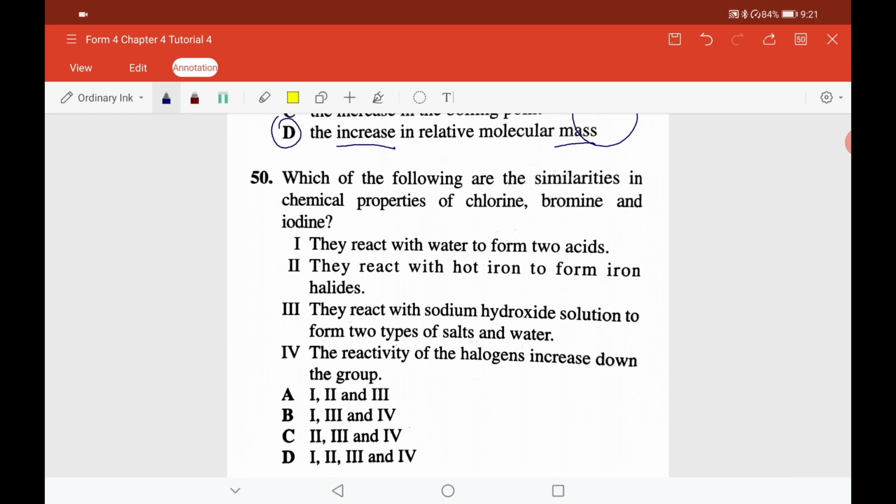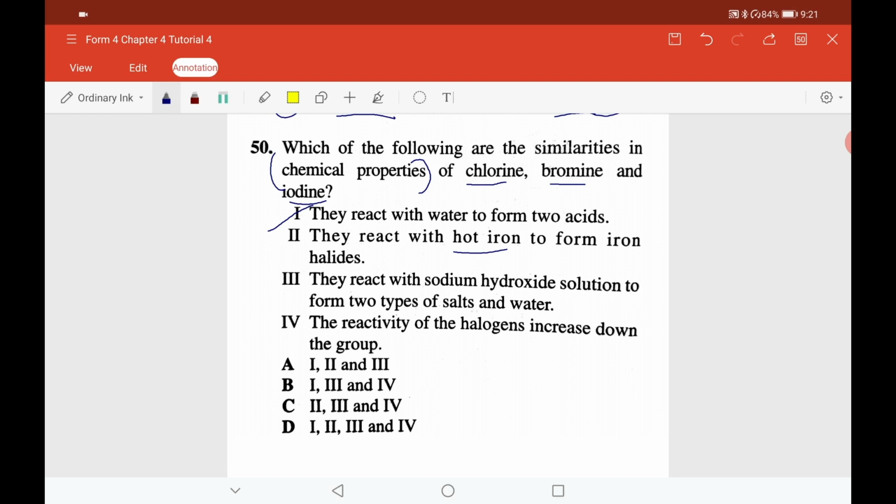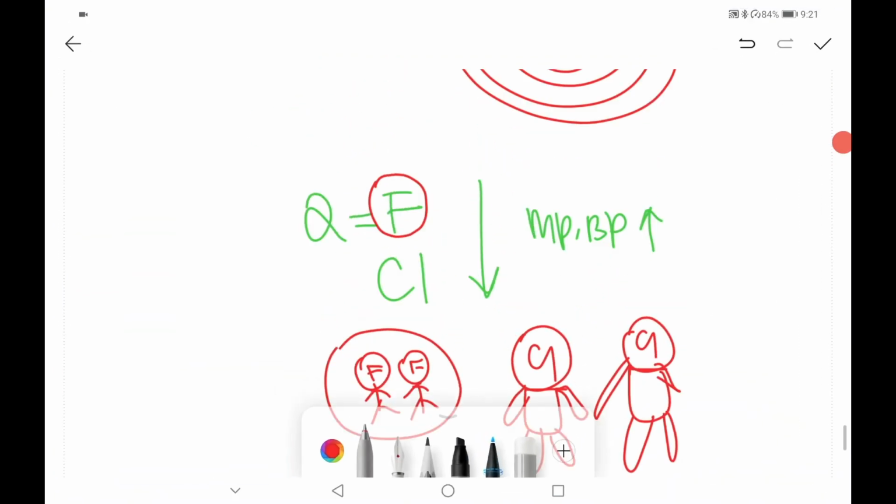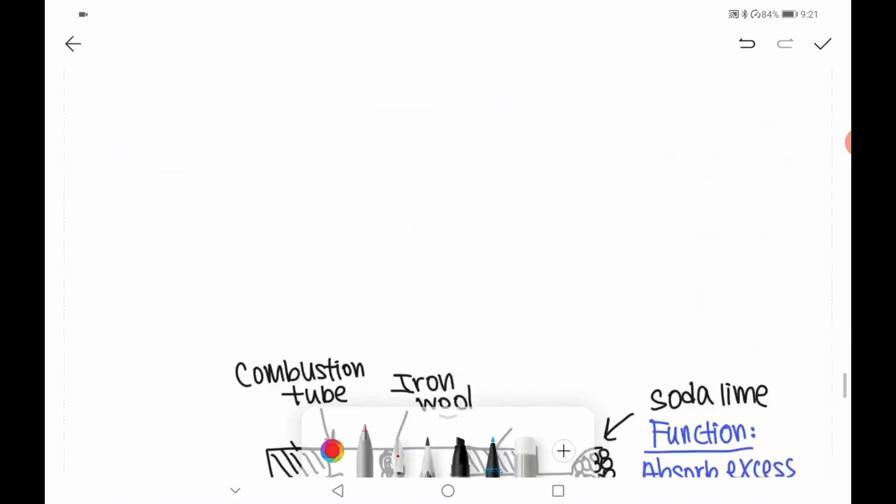Which of the following are the similar properties? Okay, they want chemical properties for chlorine, bromine, and iodine. So what are the chemical properties for group 17? Number one, they react with water to form two acids. Yes, group 17 can react with water to form two acids. That is correct. Number two, group 17 can react with hot iron to form iron halide. So this is correct, because we learned this in the last lesson.